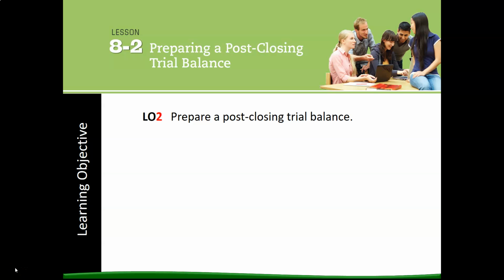This is the next lesson in accounting, following up from what we did last time, which was 8-1, where we closed out the temporary accounts and used the income summary to bring them all to a zero balance. So 8-2 is preparing a post-closing trial balance. This is what you need to look at before you actually start the next fiscal period, and it is the last step in the whole accounting cycle.